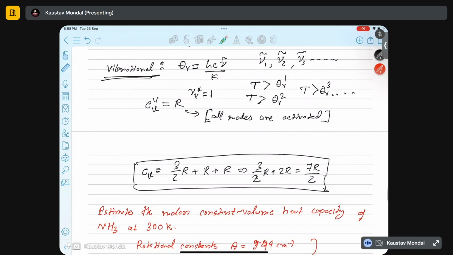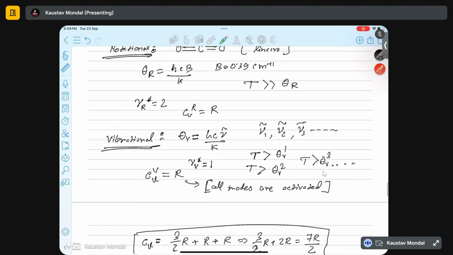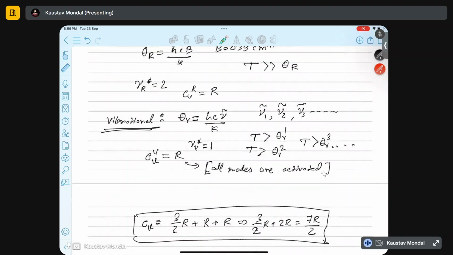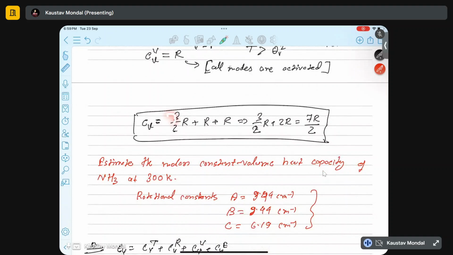Next, the vibrational case. For the vibrational case, it depends. You have to check whether all the vibrational modes are activated or not. For that, you have to make sure the temperature of your experiment is much higher than the corresponding vibrational characteristic temperature for that particular mode. If that is true, you can consider all vibrational modes activated, and take ν_V star equal to 1, which makes CVV equal to R. R is just the ideal gas constant. So the CV value is 3/2 R plus R plus R, so 3/2 R plus 2R, which is 7/2 R.